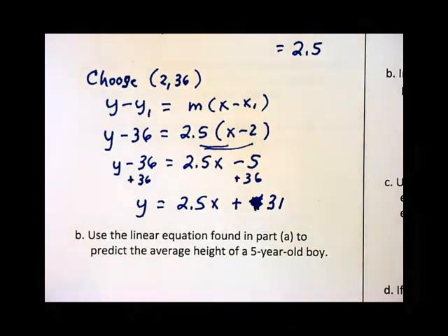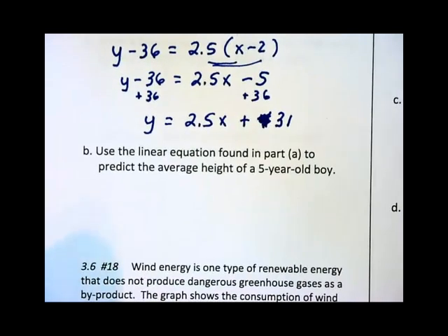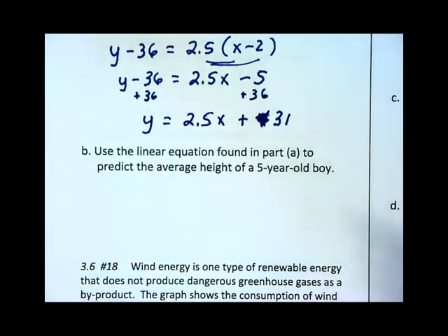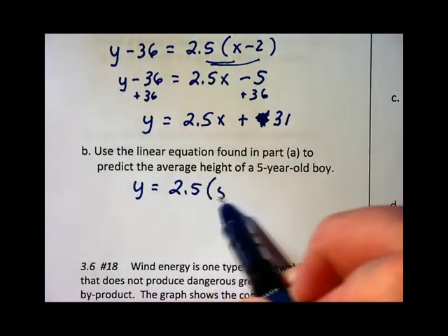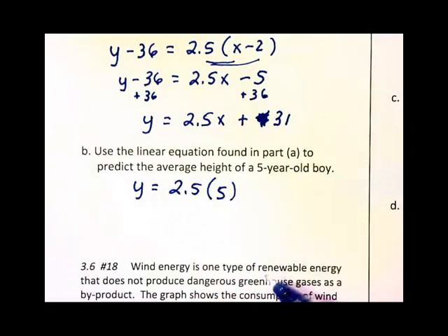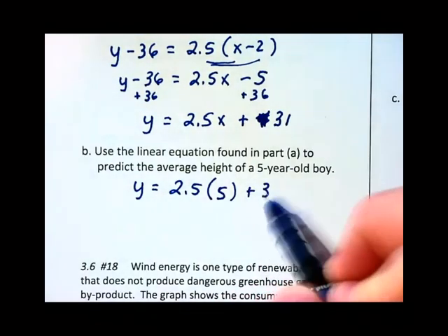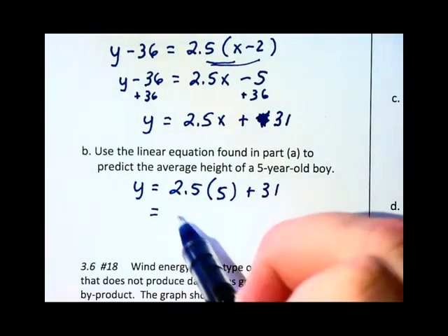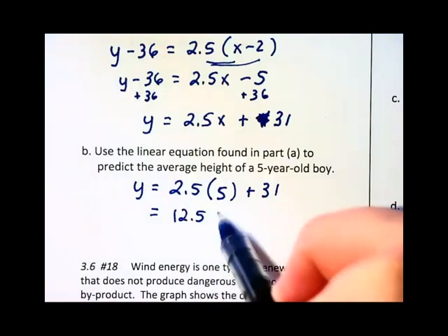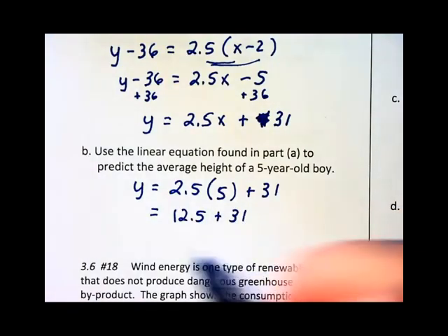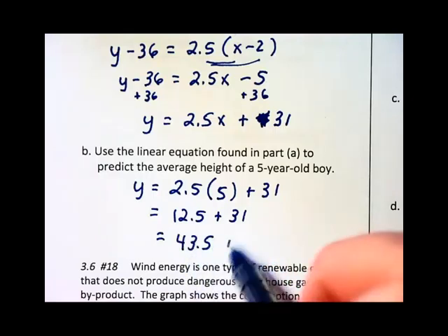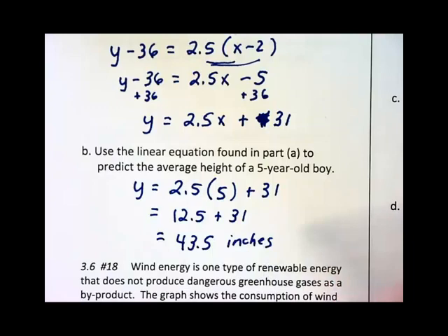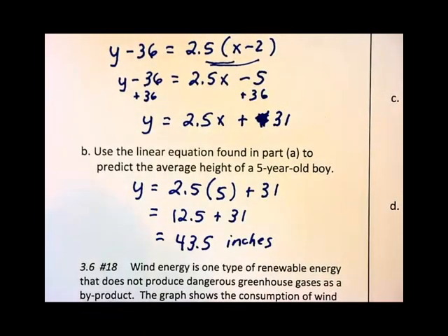Okay, use the equation we found to predict the height of a 5-year-old boy. Well, that would be where we would substitute in 5 for x into the formula up above, and then add the 31. That's going to be 12.5 inches of growth plus the 31, and that's going to give us 43.5 inches for the height of a 5-year-old boy.